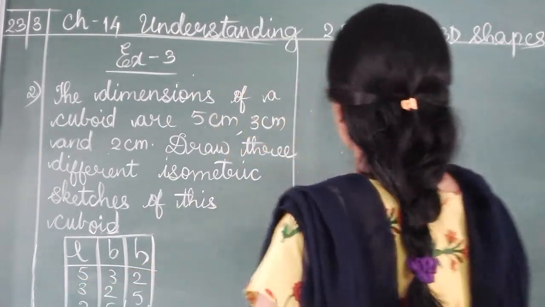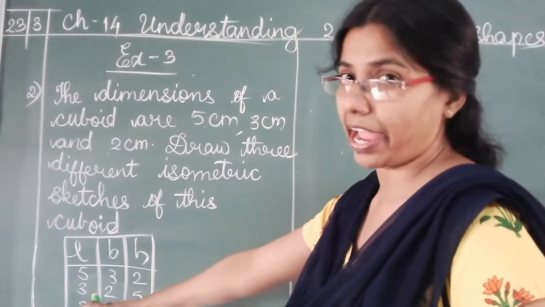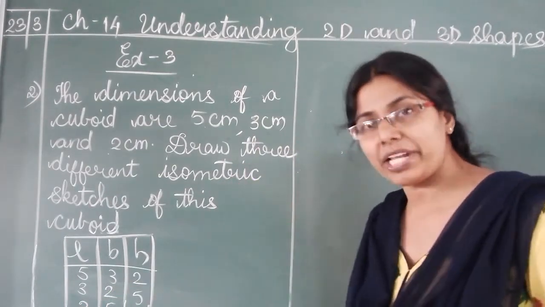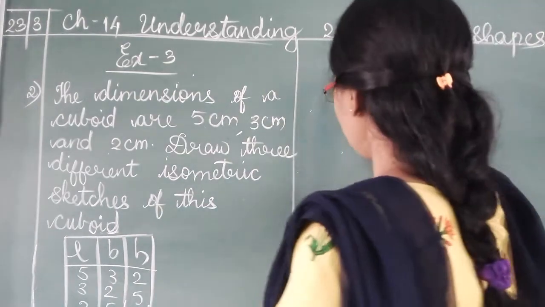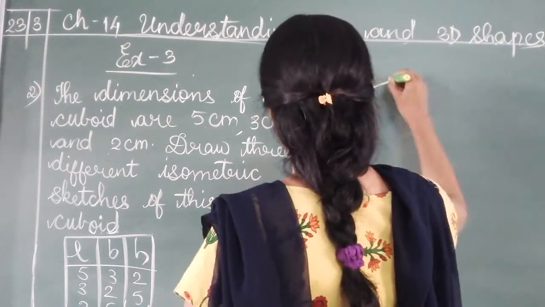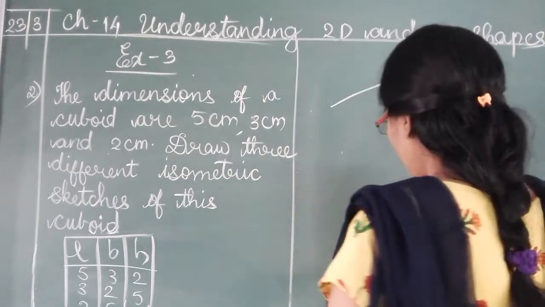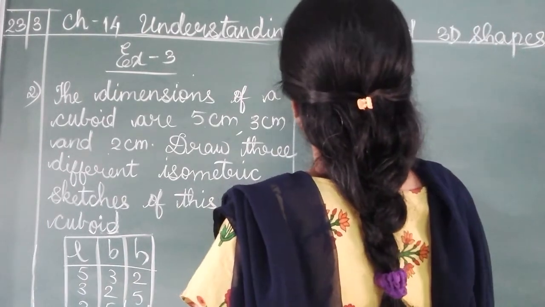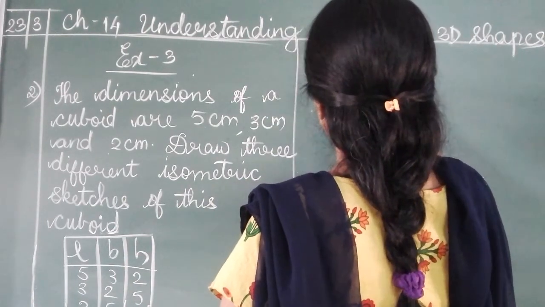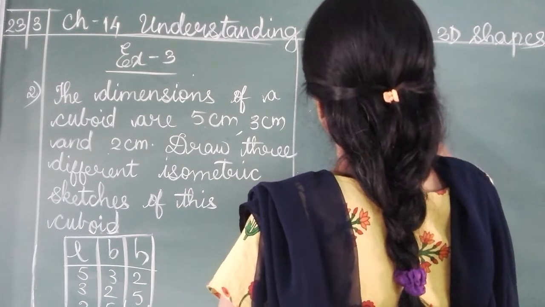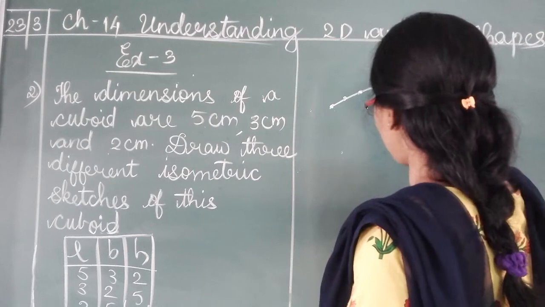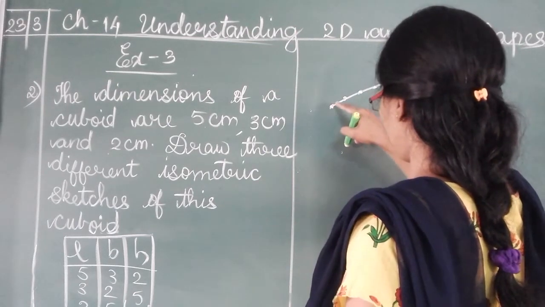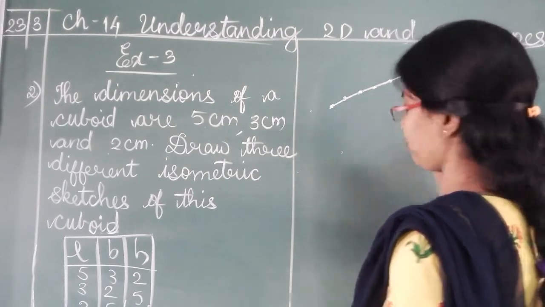So here 5 is the length. You know that usually in an oblique sketch for length we draw a horizontal line. But in the case of an isometric sketch we will not have horizontal lines, but lines at an angle. So here 1, 2, 3, 4, 5 dots are joined.